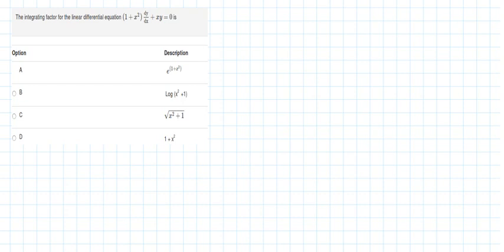The integrating factor for the linear differential equation (1 plus x square) dy by dx plus xy equal to 0 is what? Okay, so let's write down the equation first. (1 plus x square) dy by dx plus x into y equal to 0. So clearly it is a linear differential equation.